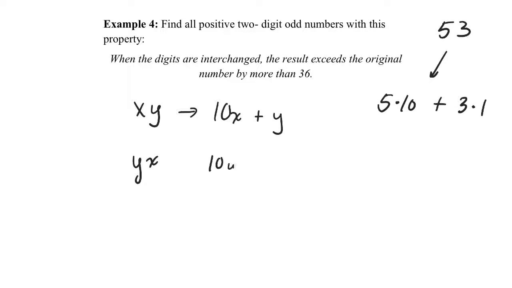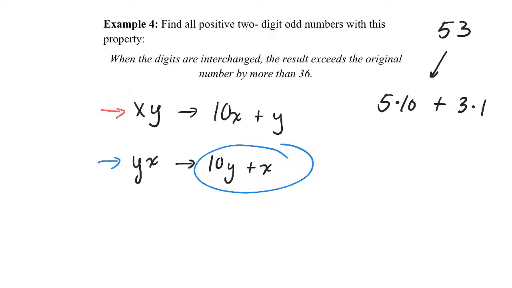The other number is 10y plus x. And the first number that we started with was this guy up here. This was the original number, and this is the new number right here. And it says when the digits are interchanged, the result exceeds the original by more than, keywords, more than 36. So it's an inequality. It's not an equation in this. You could say by exactly 36, and then it's an equation. Okay. Because it says more than, it's an inequality.